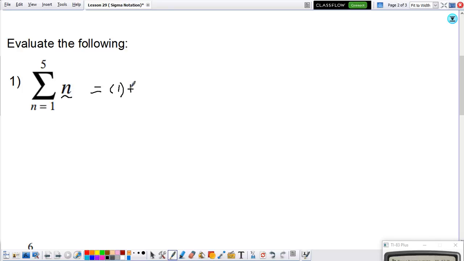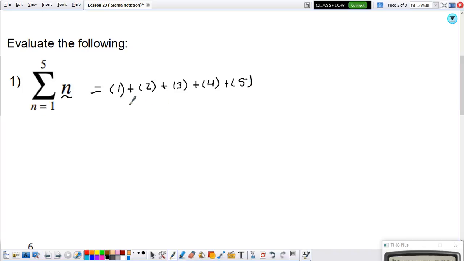Then again, you're going to be adding. What's the next number after 1? That's 2. Now we plug 2 into this expression, which just gives me 2. And I'm going to add the following. 3 is the next. Plug it in, so we have 3. And then you're going to have 4. And then you're going to have 5. And we're going to stop there, because this is telling you to substitute these values into this expression until you reach 5, which is what we have here.